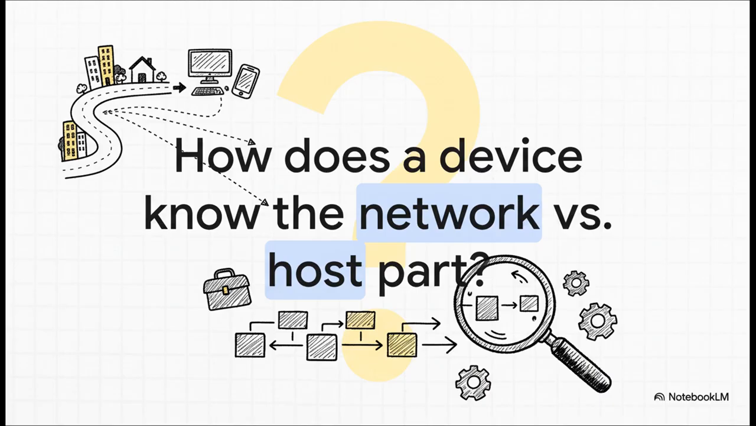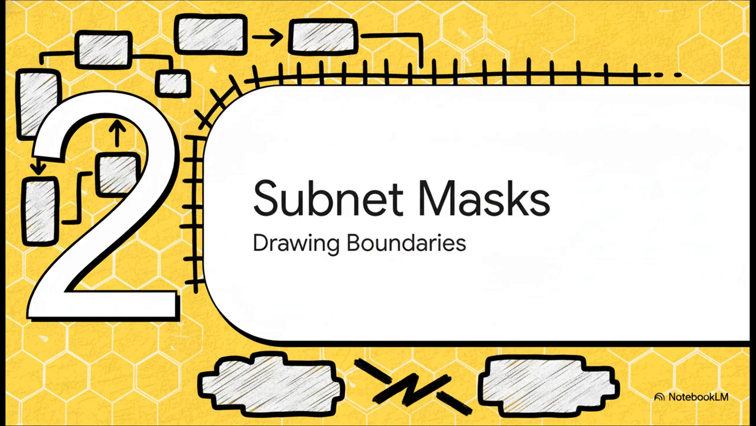Okay, but wait. How does a device know where the street name ends and the house number begins in that long string of numbers? Good question. Turns out there's a special tool designed for exactly that. And that tool is called a subnet mask. It's really the unsung hero of networking that brings order to all the chaos by drawing these really clear boundaries.